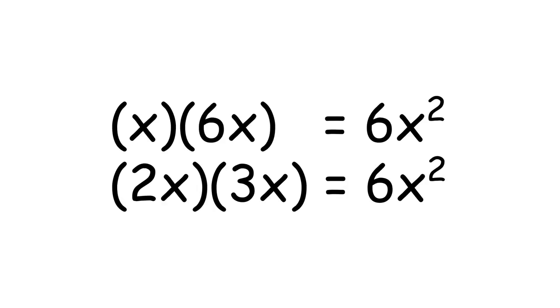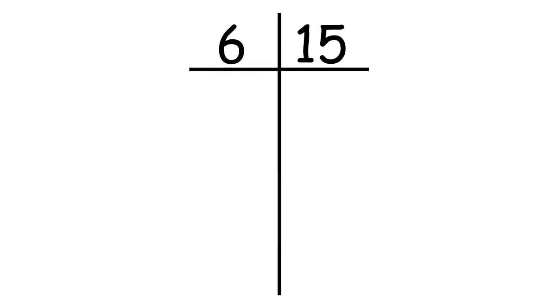The same is true with expressions that include variables. So x, 6x, 2x and 3x are all factors of 6x squared. Now, let's take two numbers and find their factors. What are the common factors of 6 and 15?